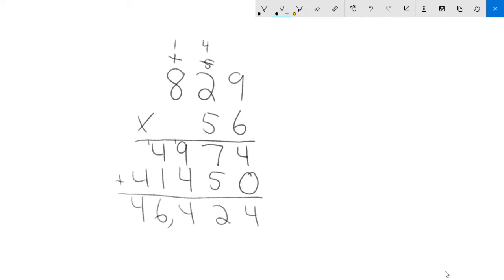Basically what it comes down to is just knowing the basic steps for this. And for the love of God, if you don't know your multiplication facts, start practicing them. This is not going to go away. You have to know your multiplication facts.